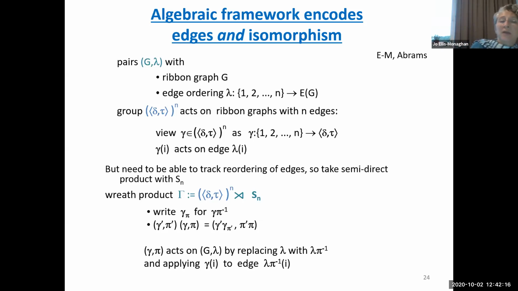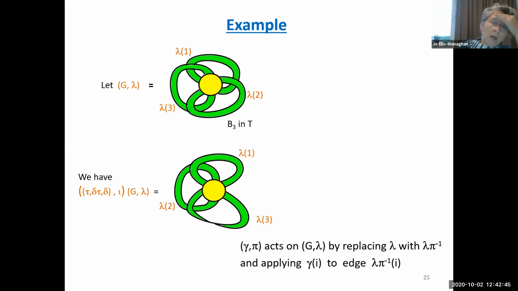But we also need to be able to track reordering the edges so that we can capture this weak duality, right? Where you have to have a non-identity isomorphism in order to see that the graphs are self-dual. And for that, we take a semi-direct product with the permutation group, and all that does is just track the permutation. The computation's a pain in the neck, but there's nothing earth-shattering there.